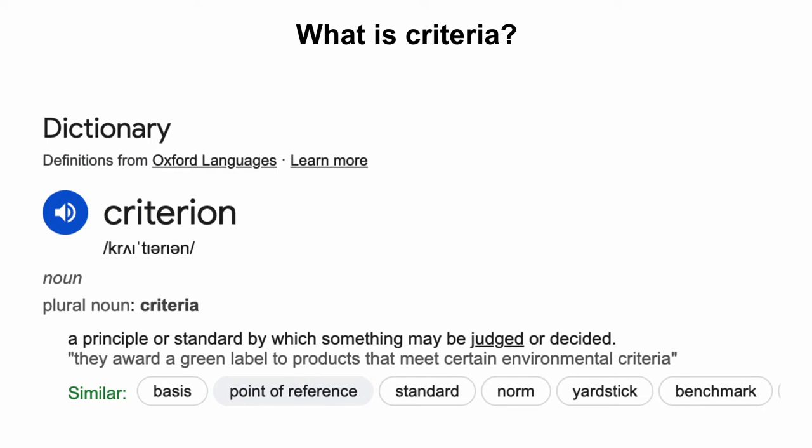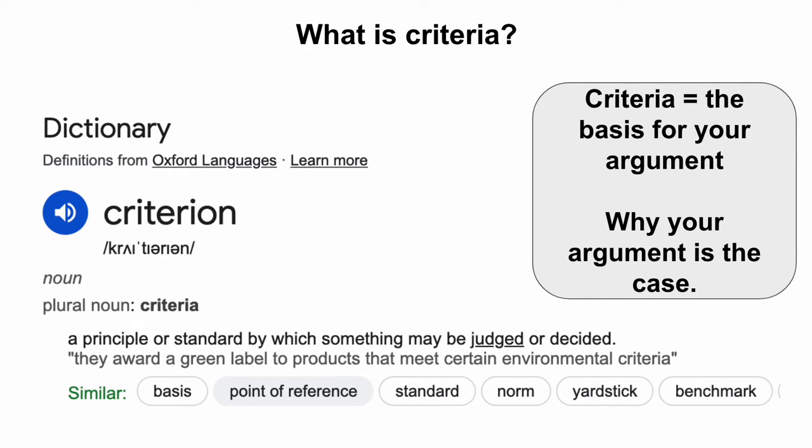So the first thing is, what is criteria? As we can see here from this dictionary definition, criteria is a principle or standard by which something may be judged. So it says they award a green label to products that meet certain environmental criteria. So it's how you're judging something.